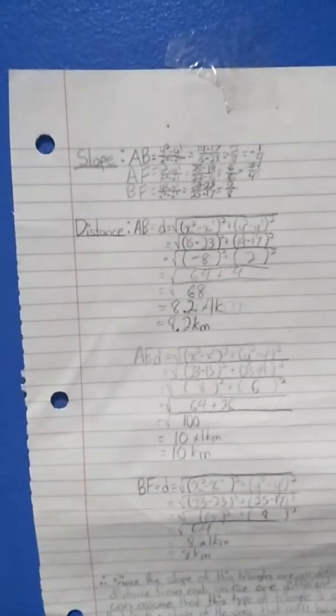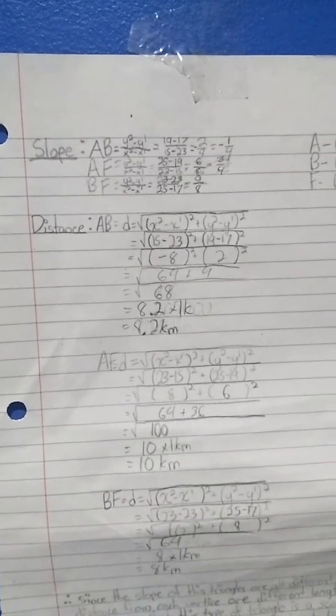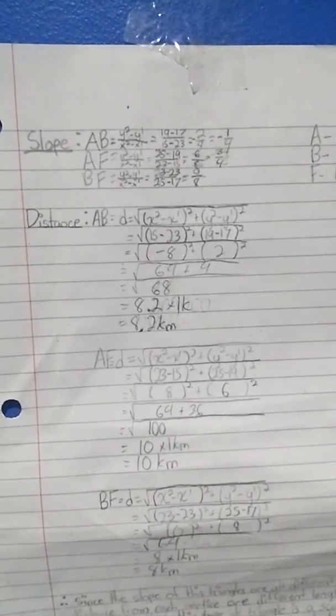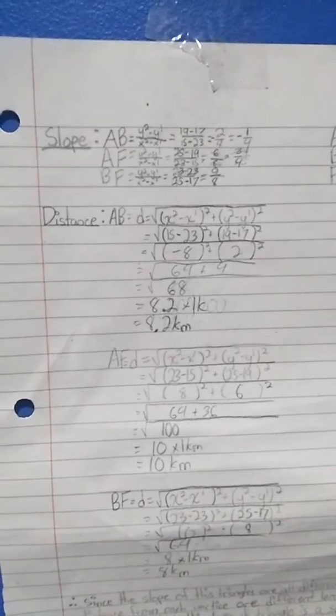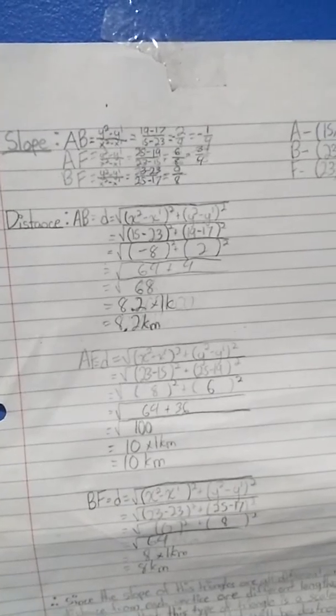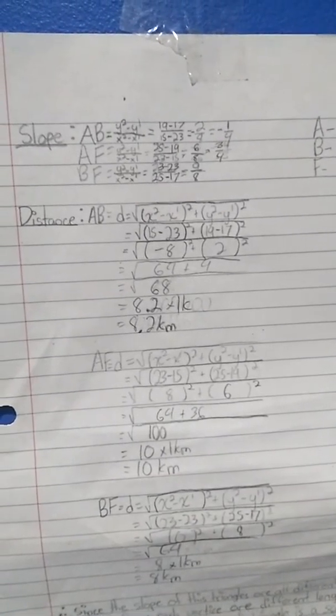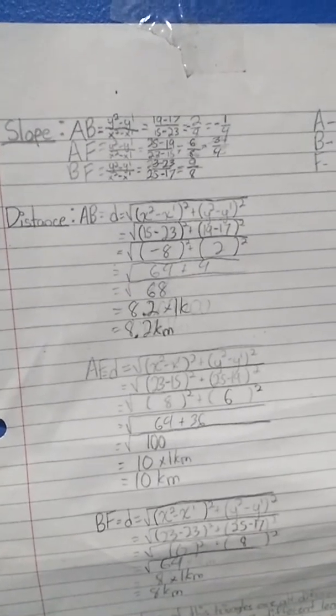For AF, I got 25 minus 19, and then 23 minus 15 to get 6/8, and then I reduced it to 3/4. And then for BF, I did 23 minus 23 and 25 minus 17, which got me 0/8.